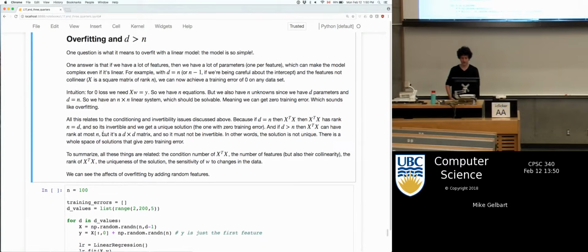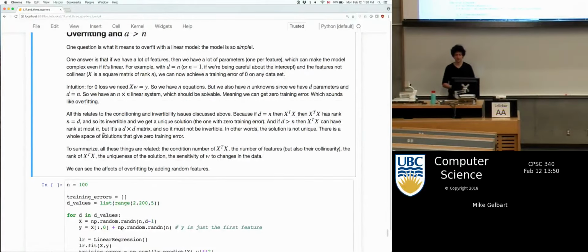There's a lot of text here, but the punchline is that when we have a lot of features, since in linear models we have one parameter per feature, then we have a lot of parameters. In fact, if we have n features, then we have n parameters, and then we can always get 0 training error. 0 training error means what it says here, Xw equals y. It means our predictions equal our y values.